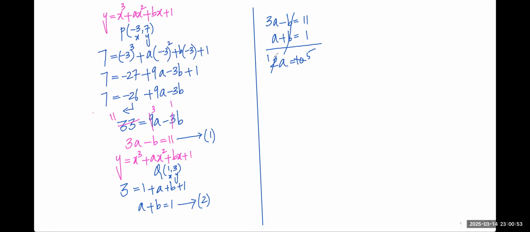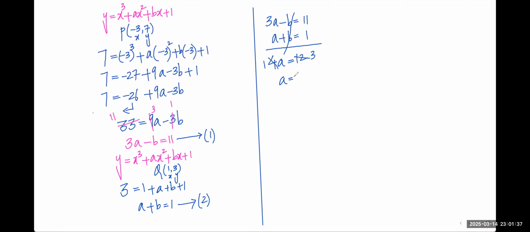Here we have the mistake. It's 12. 3a minus b is equal to 11, a plus b is equal to 1. Oh, sorry, 3a plus a is 4a, and 11 plus 1 is 12. So now we have proved that the value of a is 3.